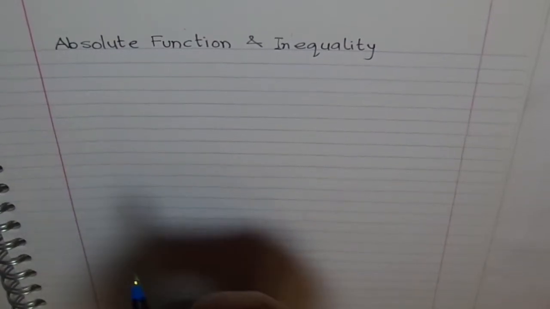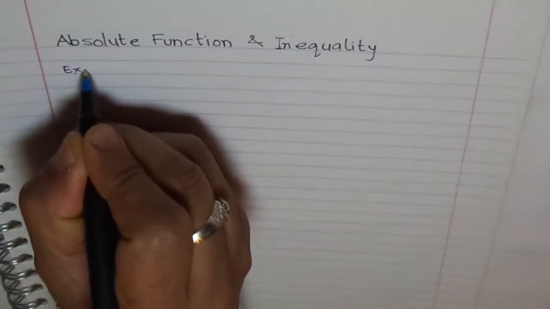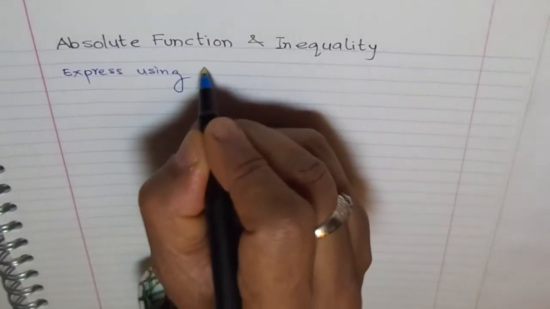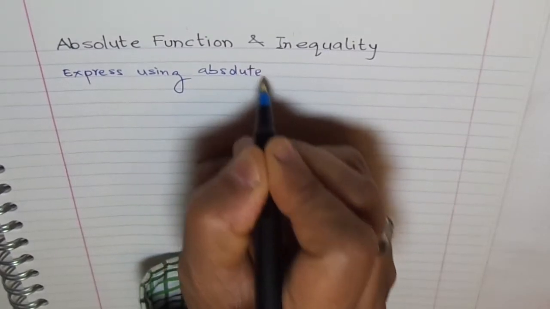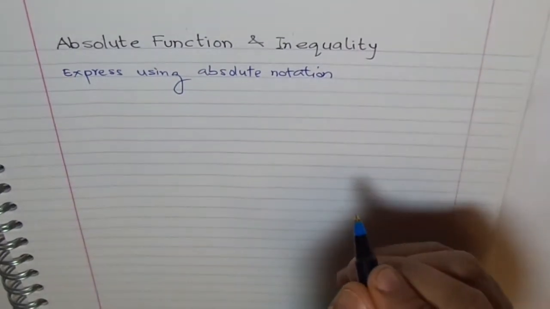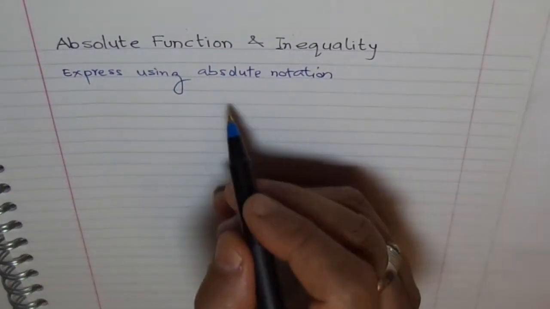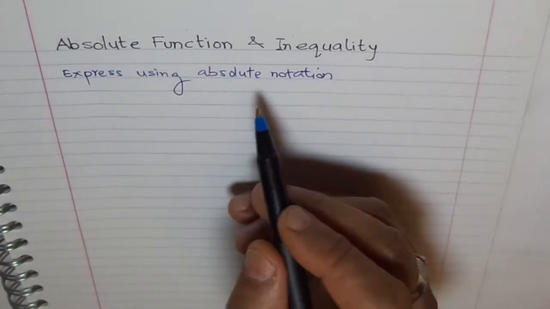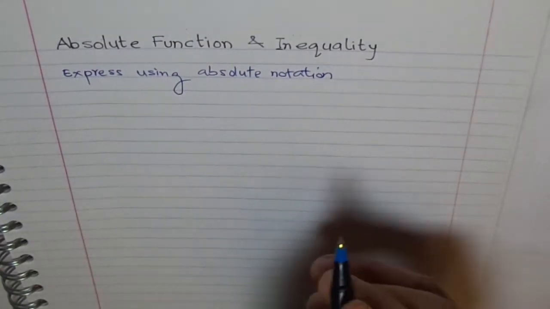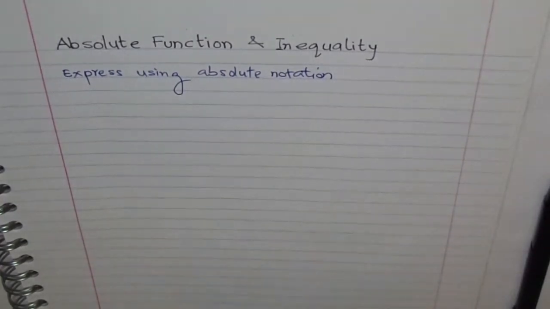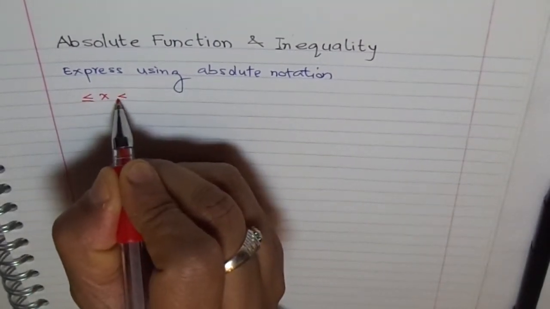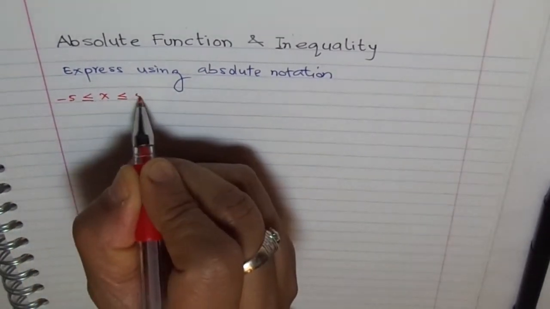So the question here basically is express using absolute notation. Okay. Now we'll see how we can have inequalities as well as number line and absolute notation all at one time. Let us say that you want to express this particular inequality, that x is between -5 and +5.